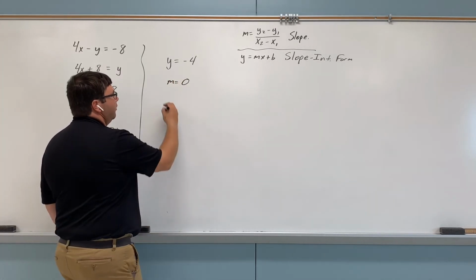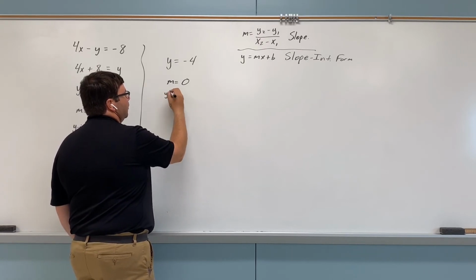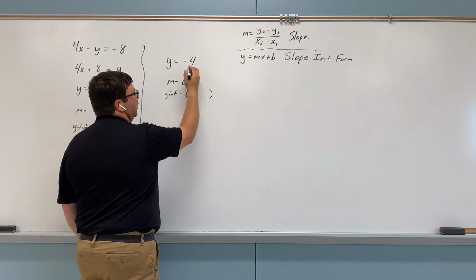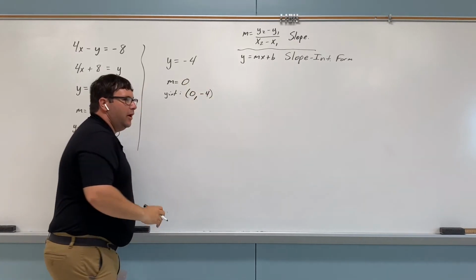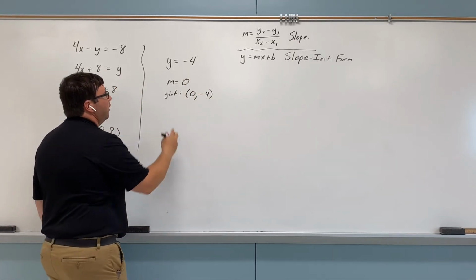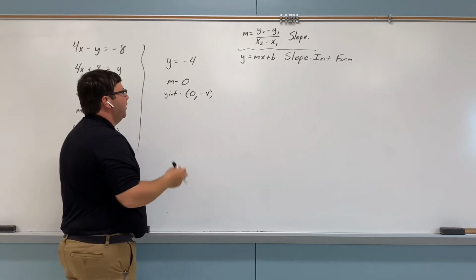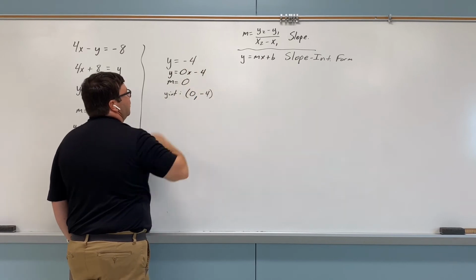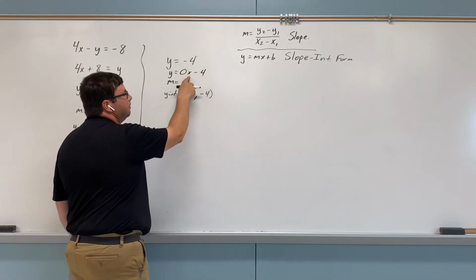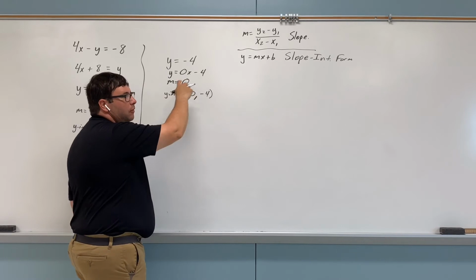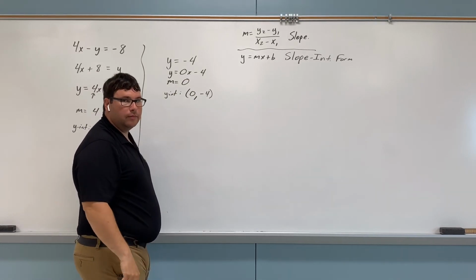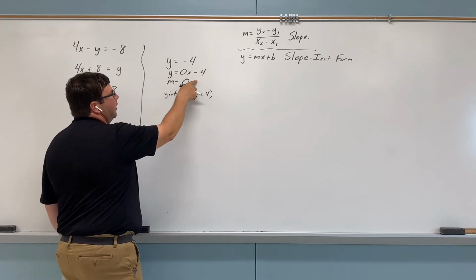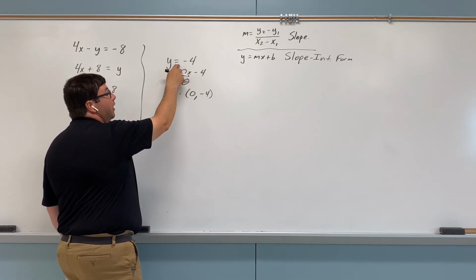What is your y-intercept? 0, negative 4. How do you know? Well, let's rewrite this problem. Maybe it'll be a little easier to see. y is equal to 0x minus 4. You're in that slope-intercept form. 0 times x is just 0. So you have the same format either way. It's just that this is the simplified version.